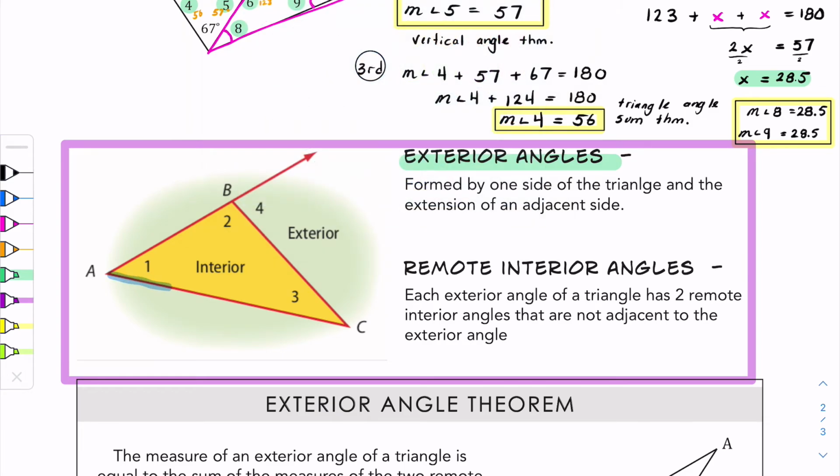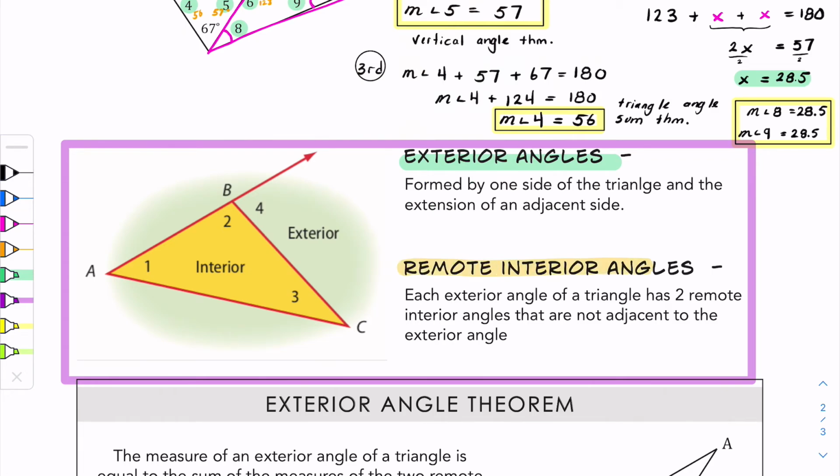this is our side of the triangle. This is our adjacent side, so when we extend it, it comes out this way. And now with that extension, here are your exterior angles. You could keep working around the triangle and you could keep creating different sections of exterior angles.